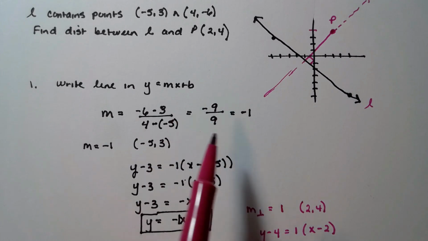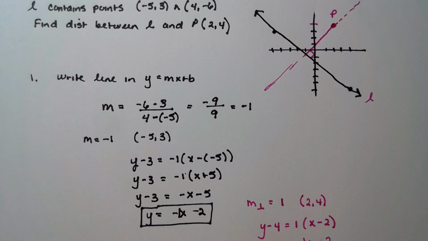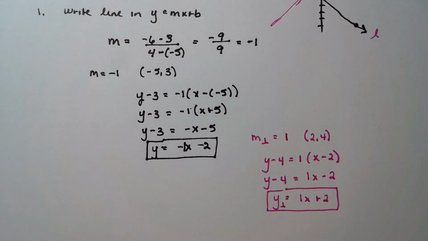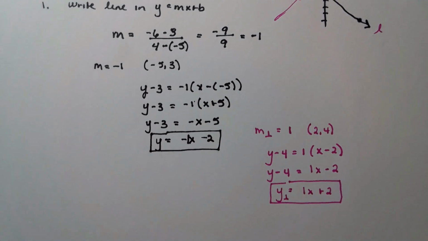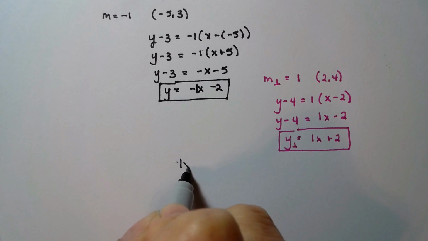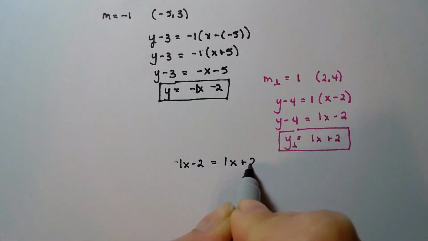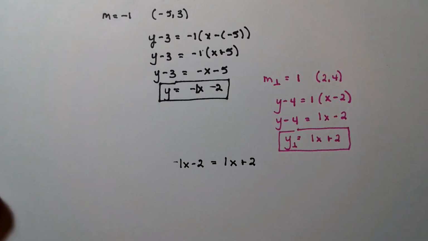So I had to do some work to find the actual equation, but this is the equation of the line, and the pink one is the equation of the perpendicular line. Now the next step is I'm going to set those two equations equal to each other. I'm going to have negative 1x minus 2 is equal to 1x plus 2. And this is going to give me the x coordinate of the point at the foot of the perpendicular.